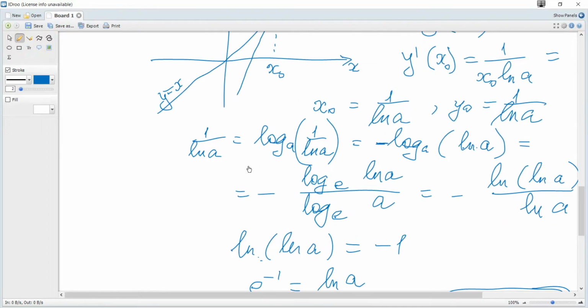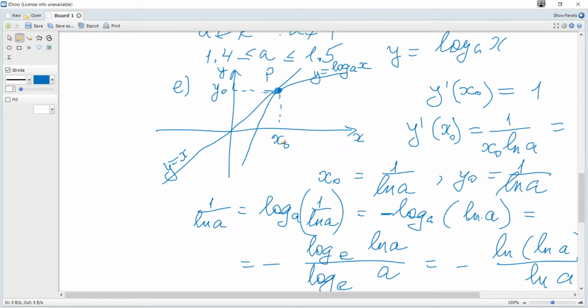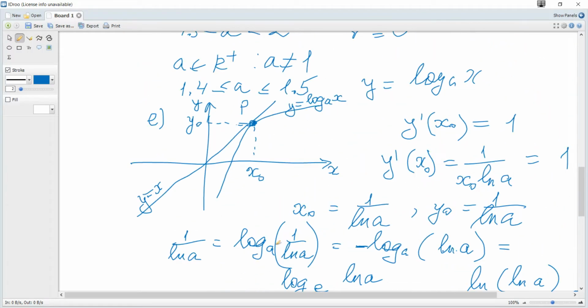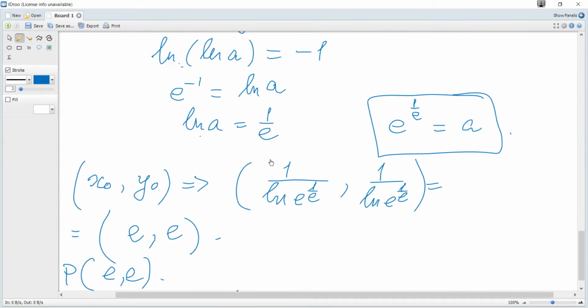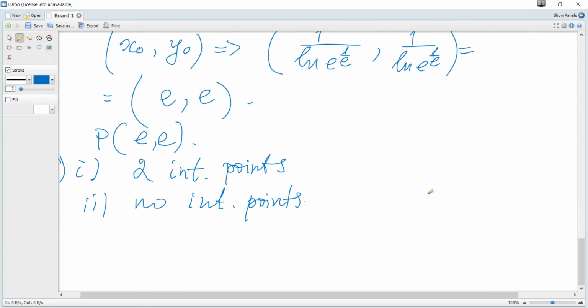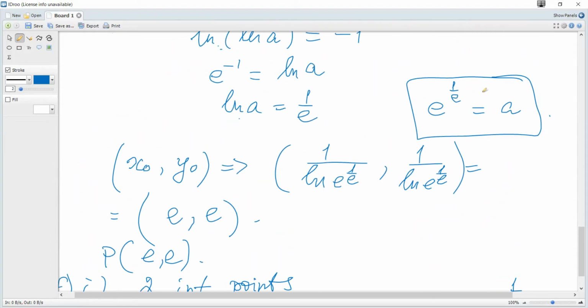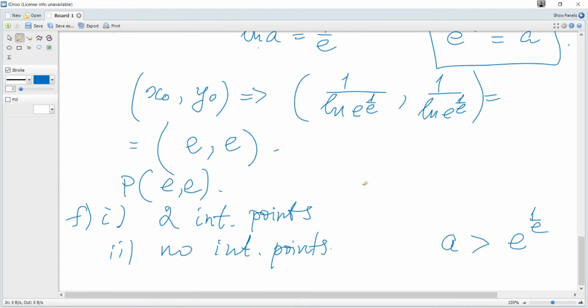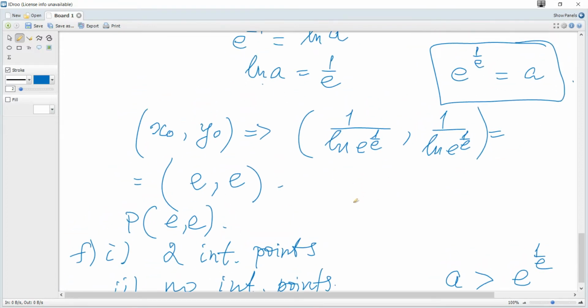And we remember that the greater the base, the lower the graph of log. So definitely if a is greater than this value, when the graph just touches the line y is x, definitely there will be no points of intersection. So here a must be strictly greater, because when it is equal, it will be a tangent, so it's greater than e to the power 1 over e. It's our a value.